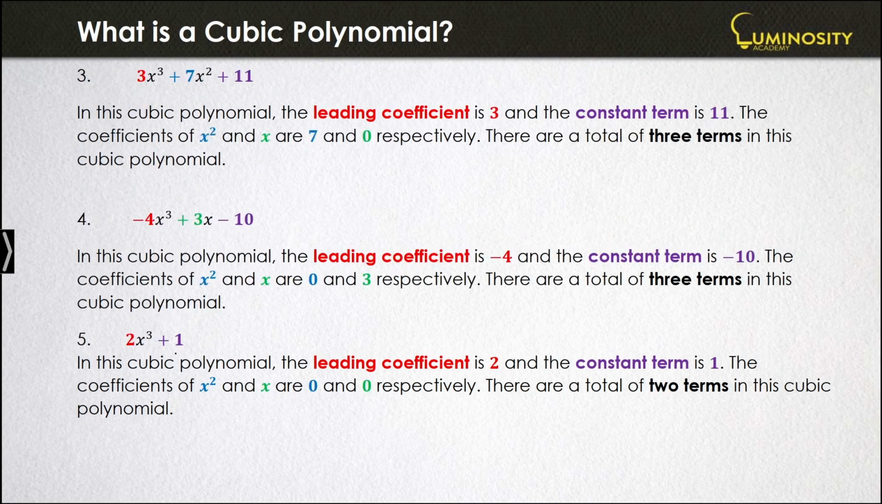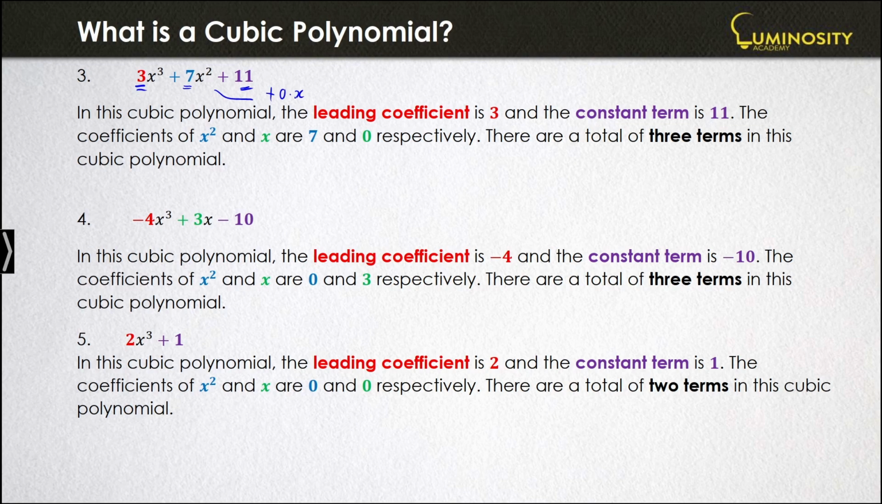What about this one? 3x cubed plus 7x squared plus 11. This is still a cubic polynomial. The leading coefficient is 3 for x cubed. The constant term is 11. The coefficient for x squared is positive 7. But where's the x term? Well, you can think of the x term as plus 0x, because 0 times anything is 0. So the coefficient of x is 0, which is still a real number. But there are a total of 3 terms now in this cubic polynomial.